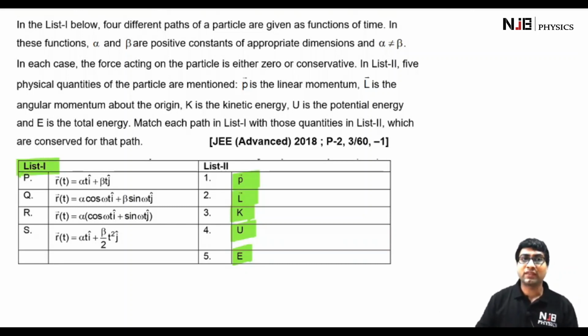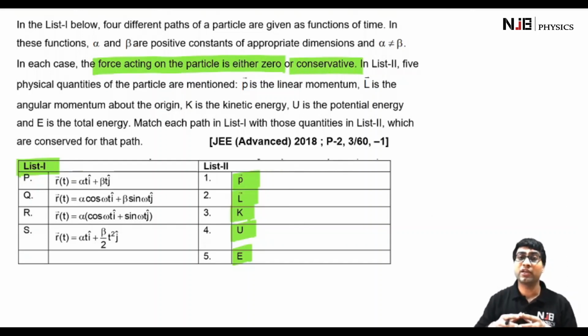And we have been given that in each case the force acting on the particle is either 0 or the force is conservative. So it's really good news, because there will be no loss of mechanical energy. So one thing we can say is that the total energy is going to be conserved in all the expressions for this position vector as a function of time. Anyways, let's check each expression for position vector as a function of time, and let's see what are the quantities in list 2 which are going to be conserved.